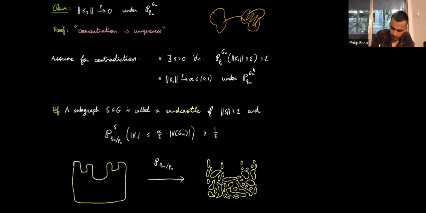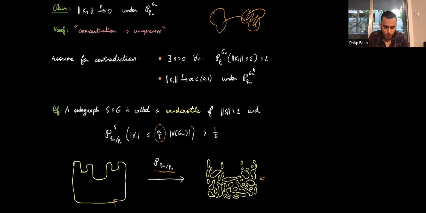So that's what I've tried to illustrate here. This subgraph here might be a sandcastle. And if it is, that would mean that with good probability, if I do percolation of this parameter, you end up with only small pieces, none of them exceeding alpha over 2 times the number of vertices in the base graph. So does that definition make sense, at least, even if it's not clear why it's useful? Okay.